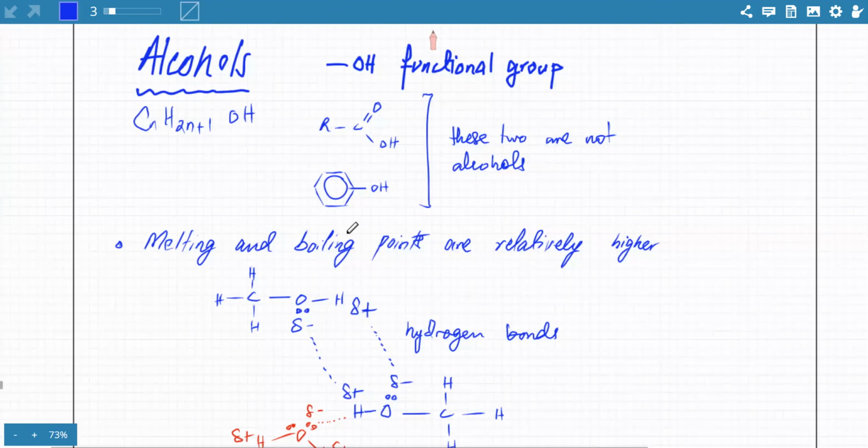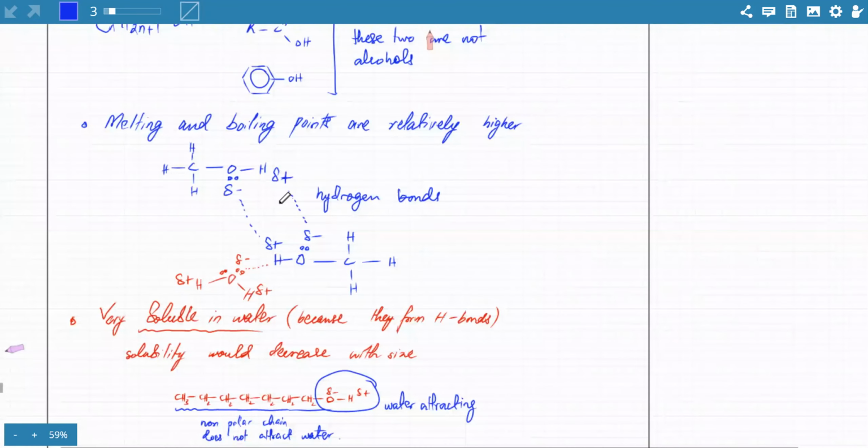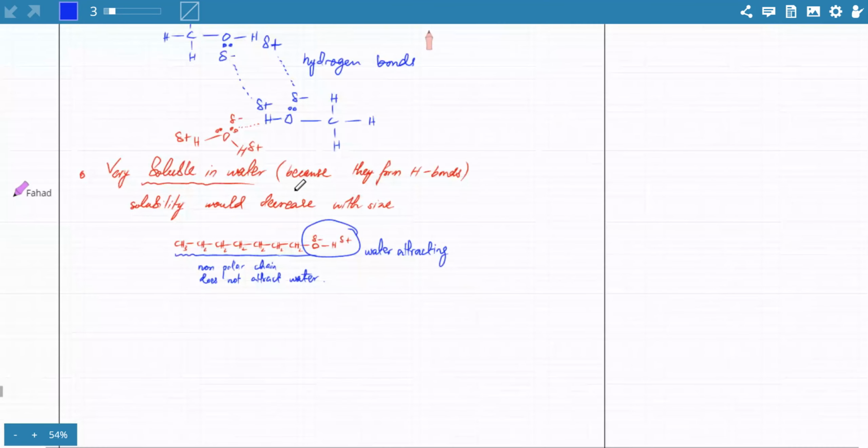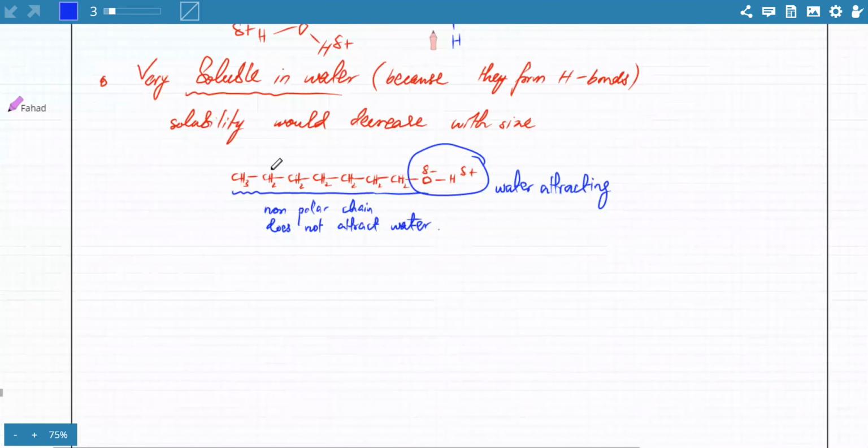Achha, melting and boiling points are relatively higher because they have hydrogen bonding between them. They're very soluble in water, and I told you that solubility decreases with size. Because if there's a bigger molecule, तो उसमें ना this non-polar side chain is not going to attract water. So the solubility or the water attracting part would be relatively smaller in a bigger molecule. So solubility decreases with size.